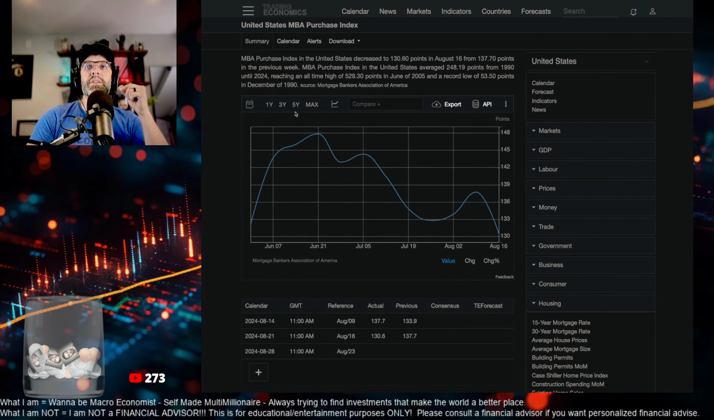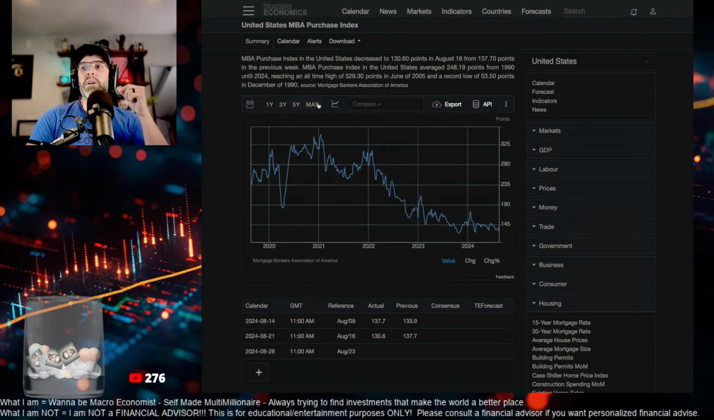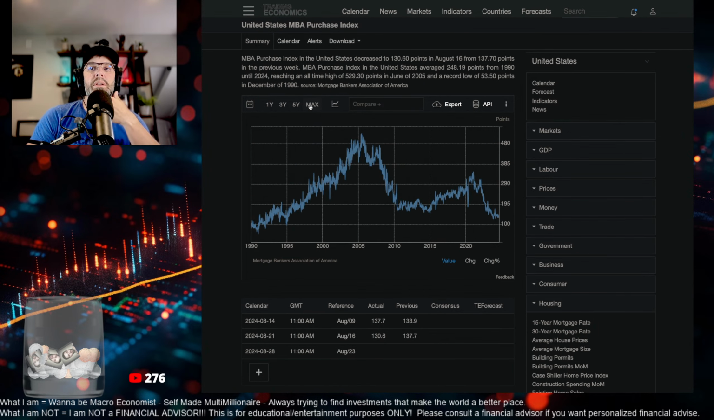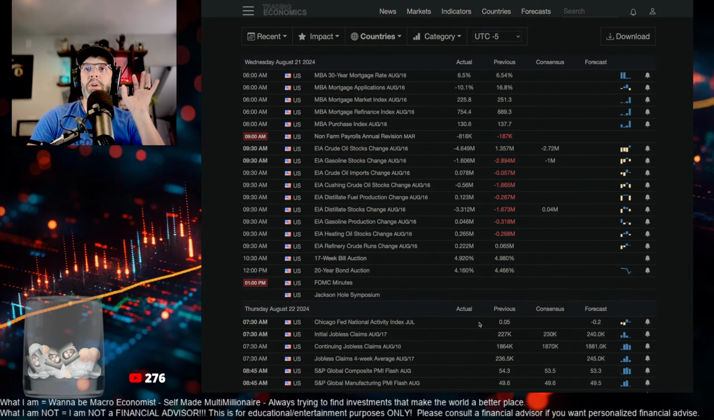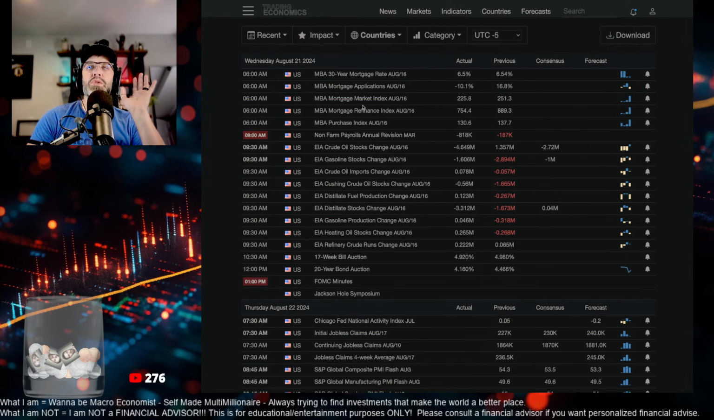And the purchase index, let's see. It says the MBA purchase index in the United States decreased to 130. How old is this one? Oh, yeah, quite a bit. See, look at how low this level is. We're still way down over here. We're still at levels we were in the late 90s. And again, as mortgage rates start to drop, I think you're going to see this just balloon higher. But I think the mortgage refi index is the best one. And applications, maybe. Those will be more the leading indicators for where we're headed.